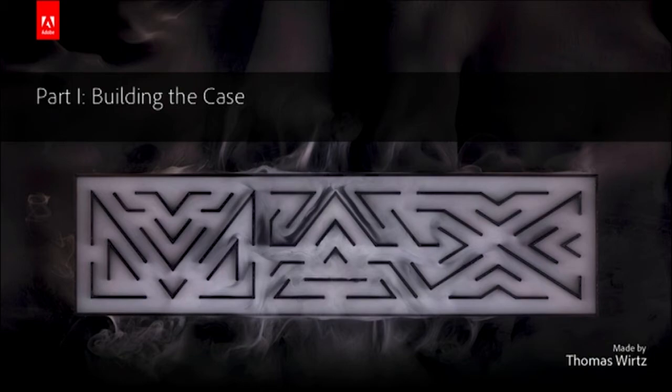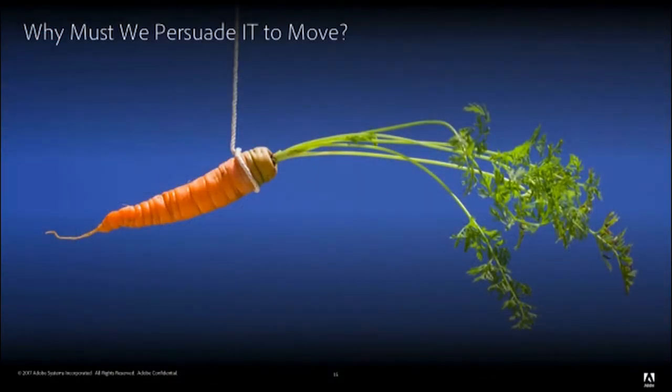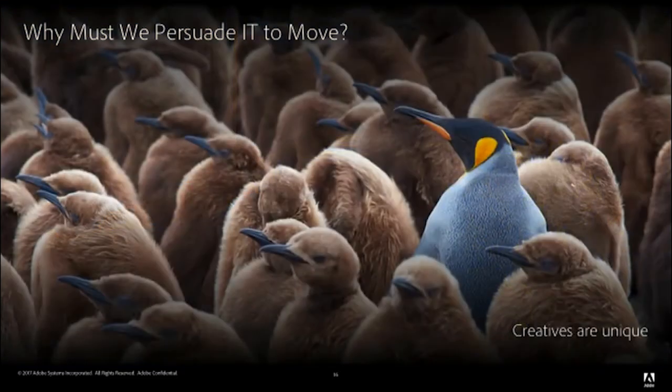So building the case goes like this, right? Does IT get it? Like, do they actually get it, right? Sometimes they do. Their hands might be tied. Sometimes they don't. It might not necessarily be their business to know, right? So putting out a carrot for them, why we have to persuade them to move has to do with a few different things, right?